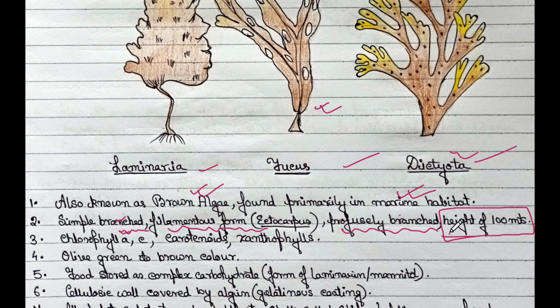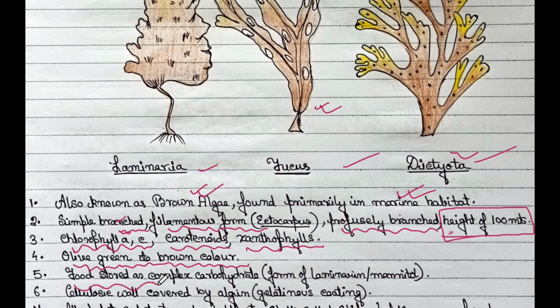Now, what are the types of pigments that are present in brown algae? It has chlorophyll A, C, carotenoids and xanthophylls. So, what are the pigments? Chlorophyll A, C, carotenoids and xanthophylls. Like as I said, it can vary from olive green to brown color.